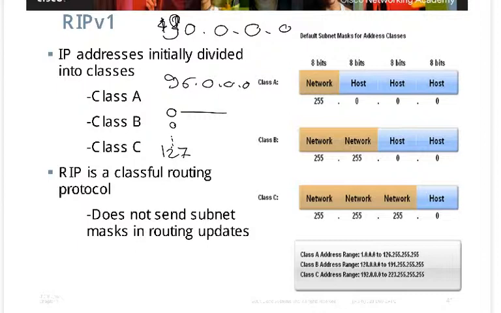Any IP address which has a leftmost byte that has 1 and then 0 and then anything else, this is class B. So if this bit is 1, this is class C. Okay, so from 128 all the way to 191 is class B.